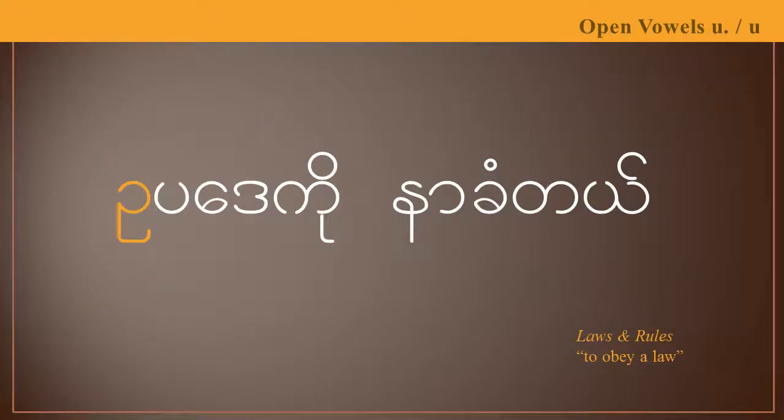So we've selected that word from the language app under the heading Laws and Rules. This is the statement for to obey a law. Here's the symbol. Listen to it. Begin to recognize what it looks like.